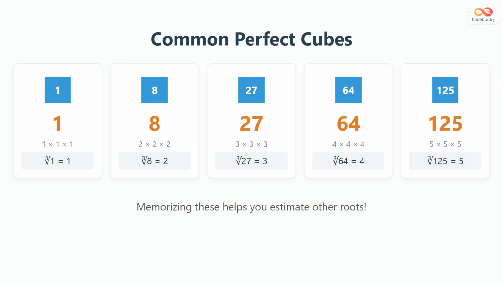Just like multiplication tables, it is very helpful to memorize the first few perfect cubes. 1 cubed is 1, 2 cubed is 8, 3 cubed is 27, 4 cubed is 64, and 5 cubed is 125. Recognizing these numbers will make solving problems much faster.